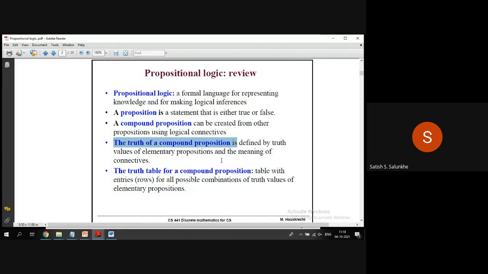So the truth of a compound proposition is defined by the truth values of its elementary propositions. What is the meaning of elementary proposition? Every atomic proposition involved in that compound proposition, we need to identify its truth value, and on the basis of the logical connectives, we will find out the aggregated truth value of the entire compound proposition. We'll see this shortly. A truth table for a compound proposition is a table with rows for all possible combinations of truth values.